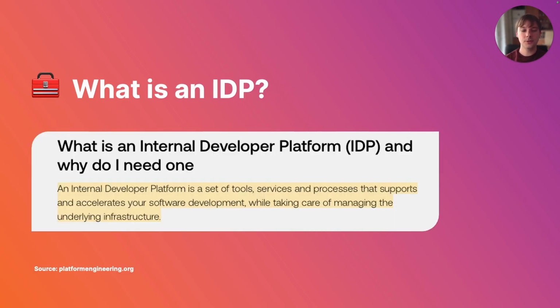So the official definition from platformengineering.org is that an internal developer platform is a set of tools, services, and processes that supports and accelerates your software development while taking care of managing the underlying infrastructure. So this basically means that our development teams don't need to actually know anything about the underlying infrastructure. So they can set that up on demand without actually borrowing the DevOps teams.